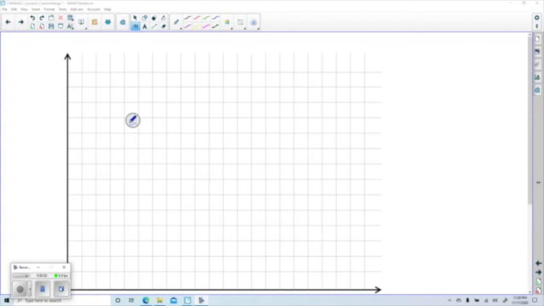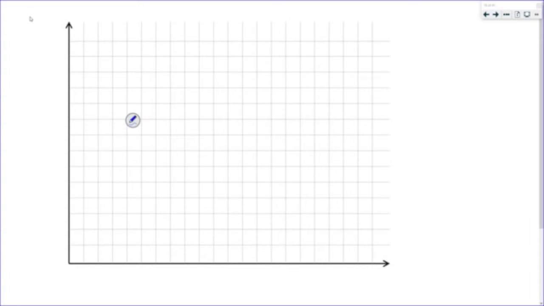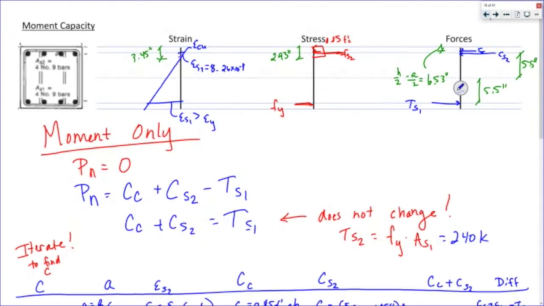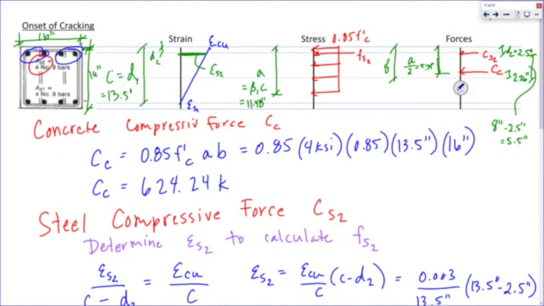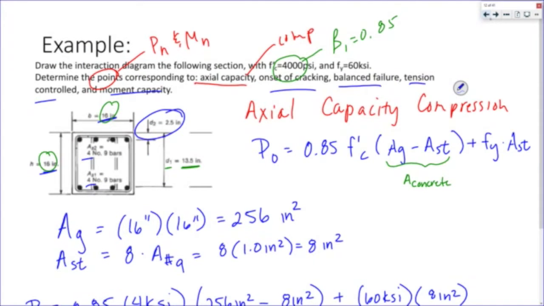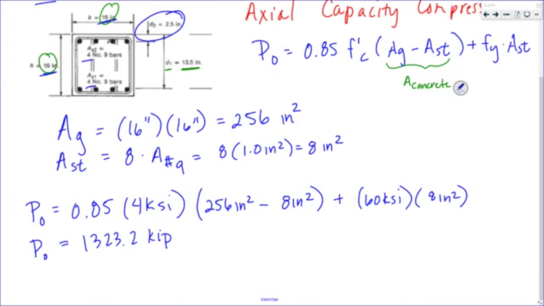All right, so we just did this example where we found various points along an interaction curve, and now we can plot them. Maybe should have done that in the last one, but we're gonna do it now. Let's start at the beginning. Our axial capacity, P naught, 1323.2.